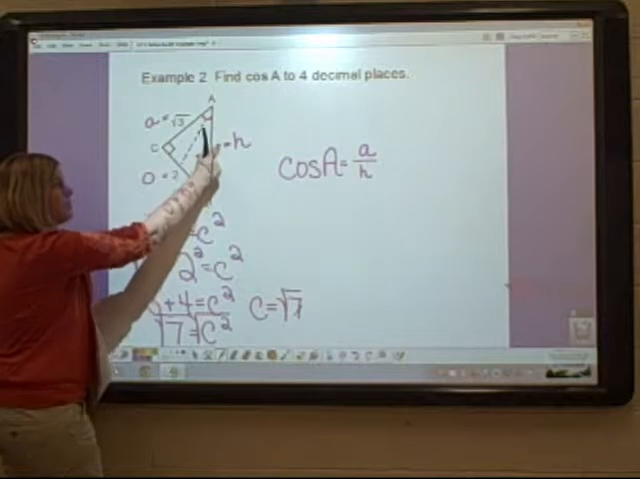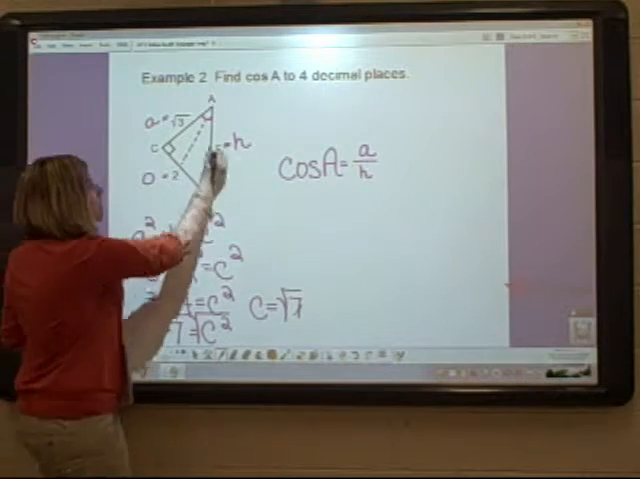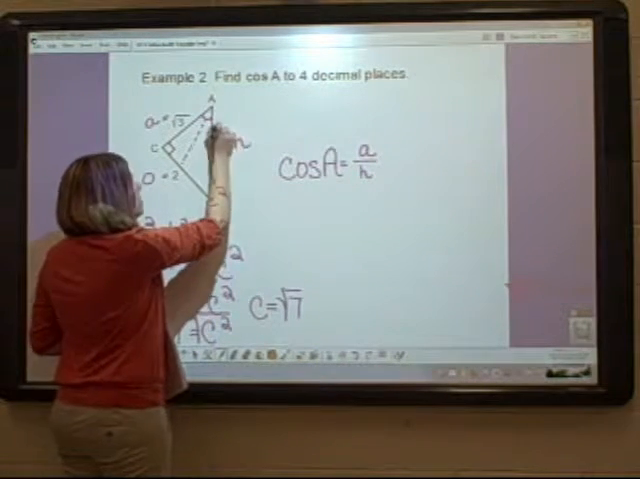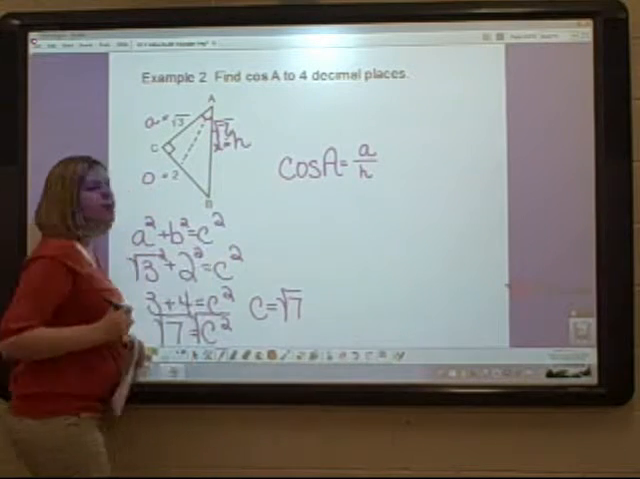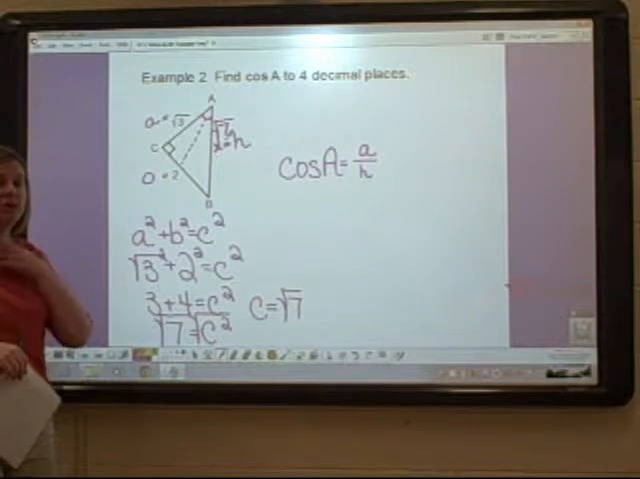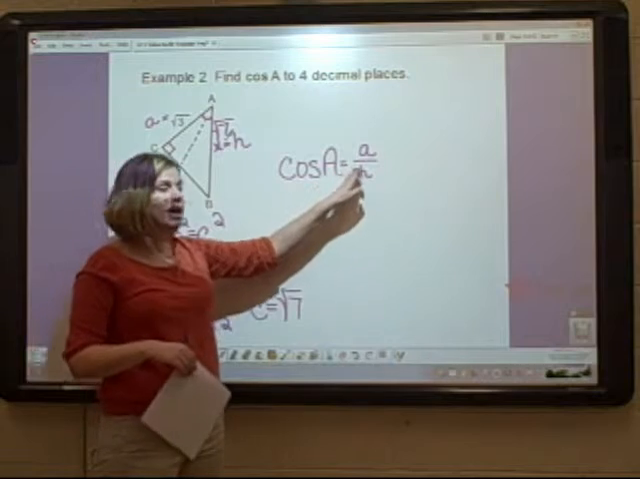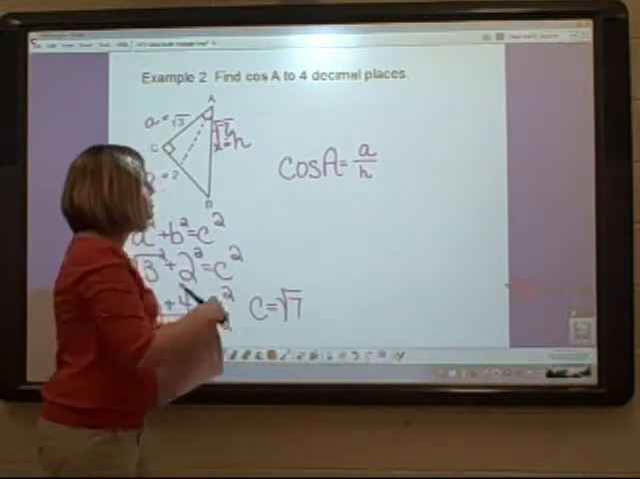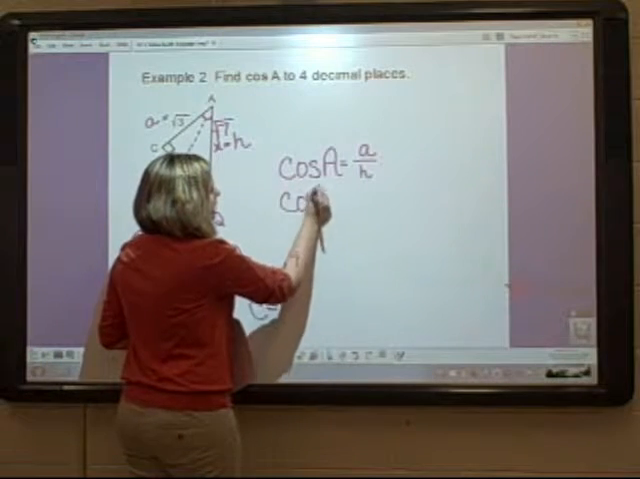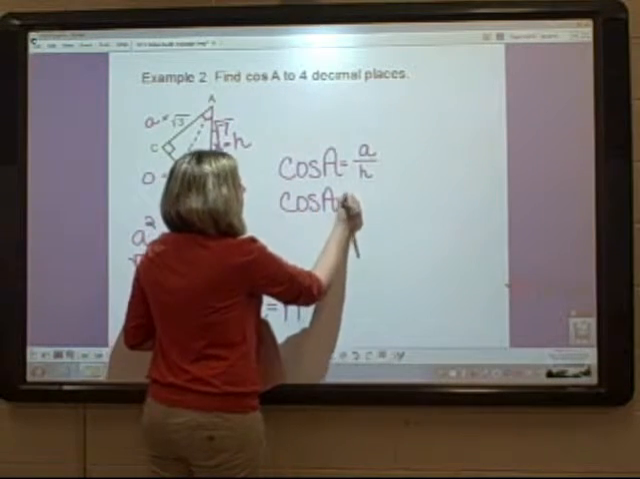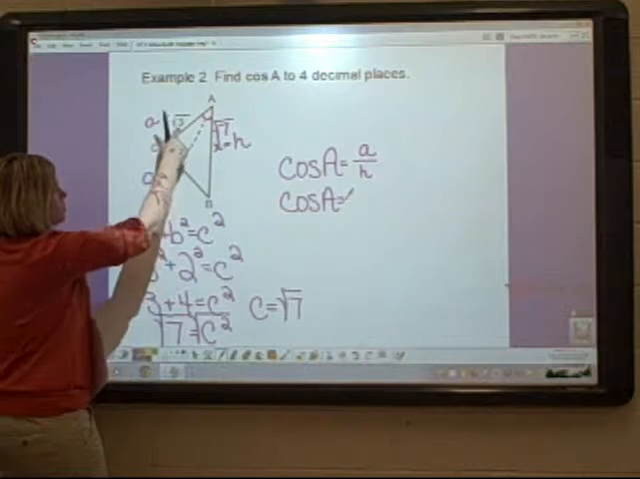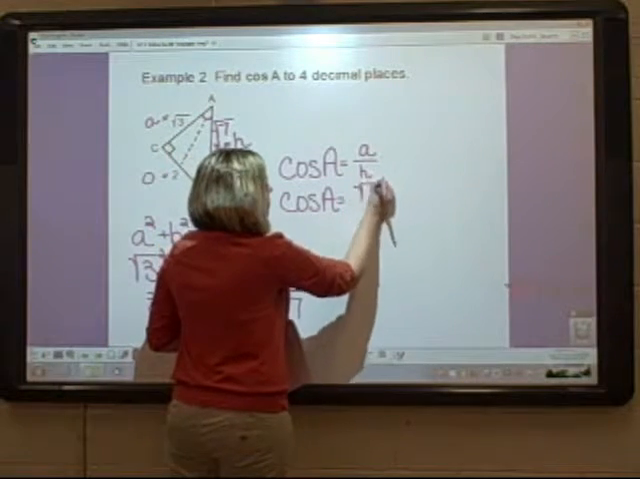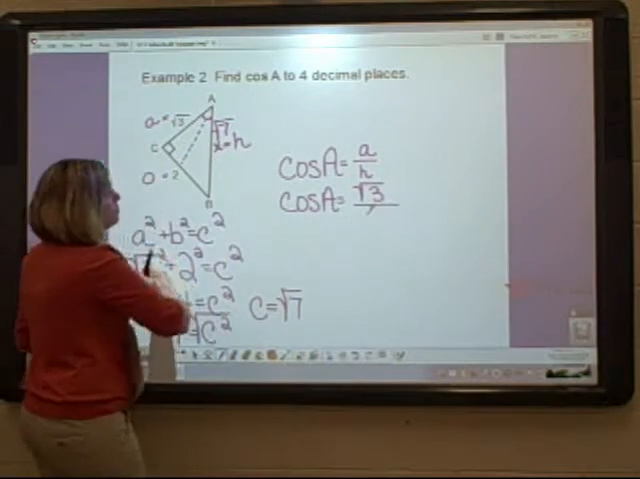So now instead of putting a c there, I know that the hypotenuse is root 7, just by using the Pythagorean theorem. Now I can actually find the cosine because I now know what h is. So the cosine of A is adjacent, which is root 3, over hypotenuse, which is root 7.